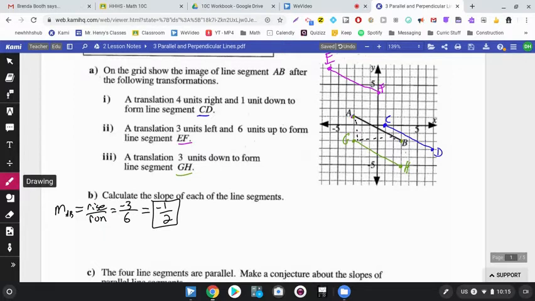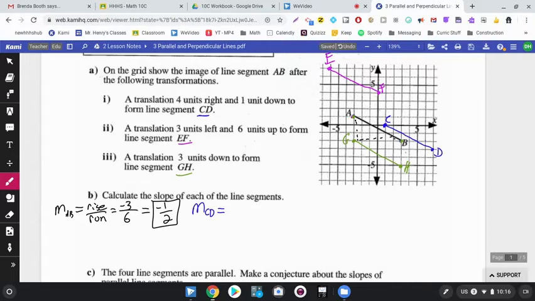And then what I've looked at is I've kind of just moved this line around. I haven't really spun it. I haven't rotated it at all. I've just moved it up, down, left, right. And let's check the slopes of all of these things. So let's start with the slope of CD. That was the first one we did.